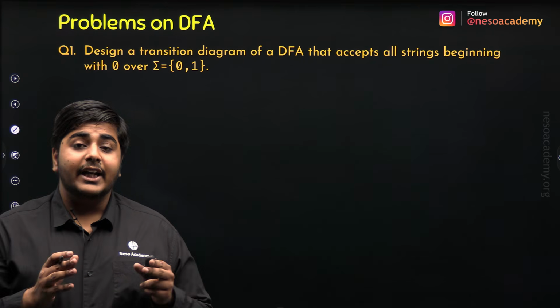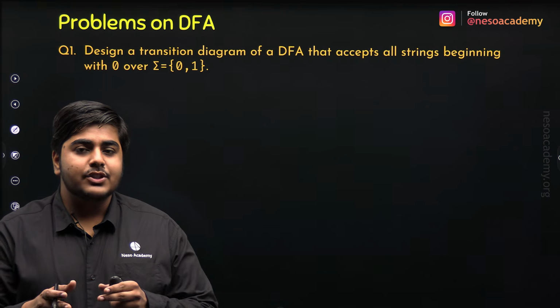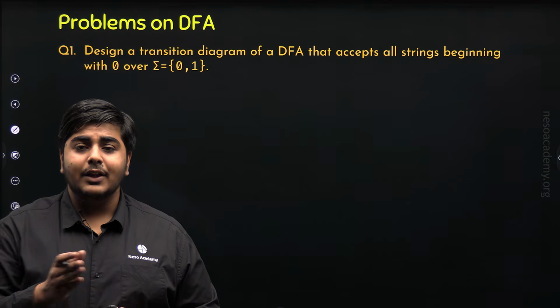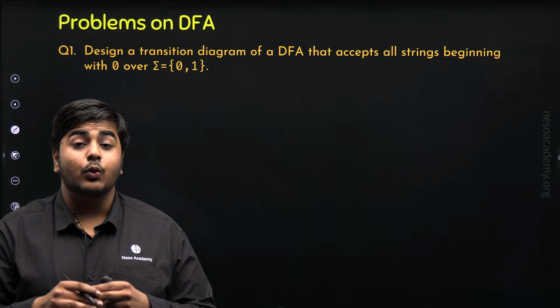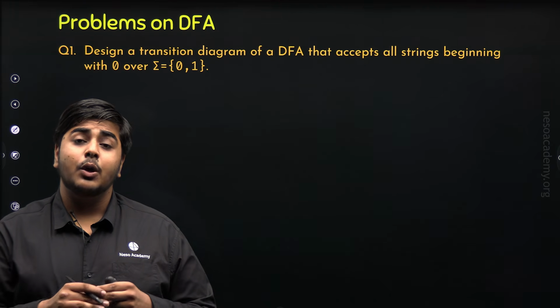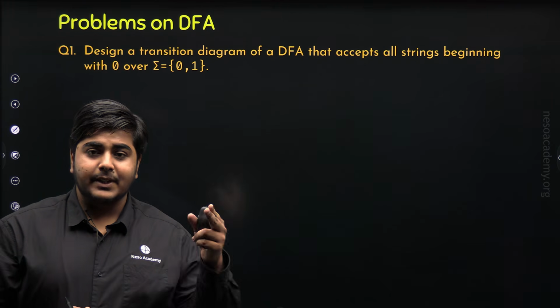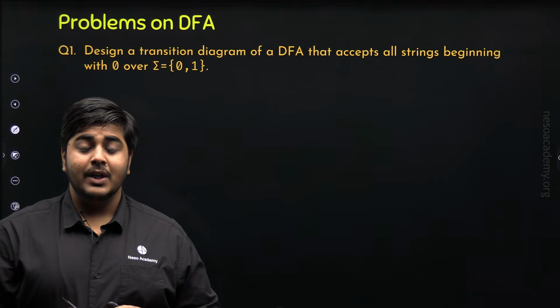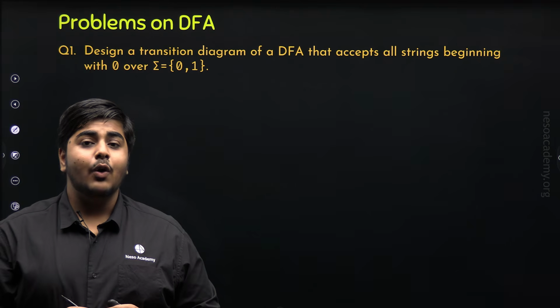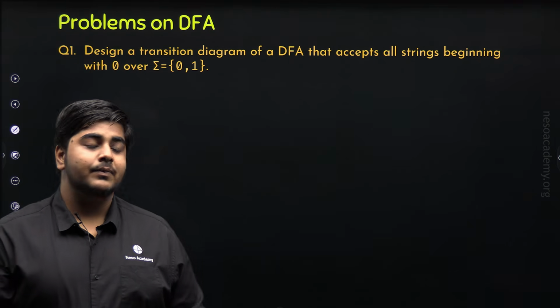That means our DFA should accept all the strings beginning with 0 and should also reject all the strings beginning with 1. That means our DFA should be able to handle both the scenarios, accepting the strings starting with 0 and rejecting the strings starting with 1. So now let's start our solution.